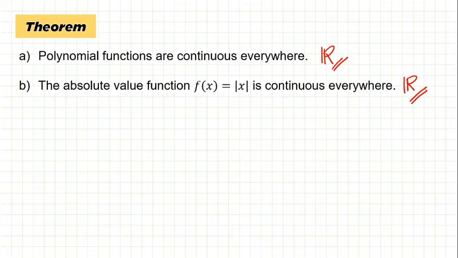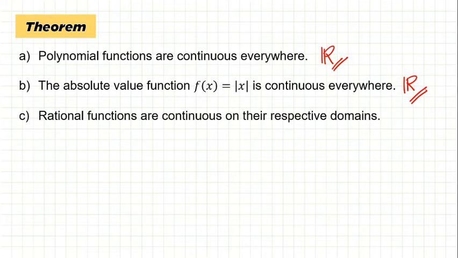So in that case, it is continuous everywhere on the set of real numbers. We also have here the rational functions are continuous on their respective domains. So in that case, you need to identify those restrictions that will make the function undefined. And in that case, at that point na makakapag-undefined sa ating function, discontinuous yung ating rational function.